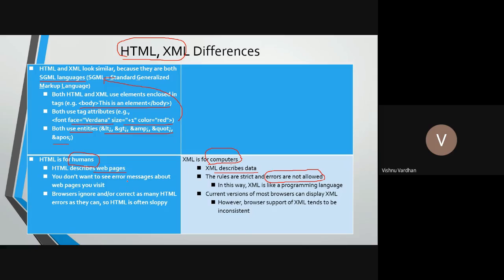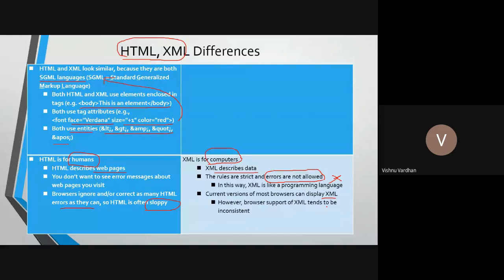जैसे लोगों को easily समझ में आ जाता है कि printing mistake है या something is there, but programmers, programming languages or computer programs do not have any idea. They will simply try to give an error on that basis. Okay, so this is one more stricter way of implementing XML. Browsers ignore and correct as many HTML errors as they can, so HTML is often sloppy. Current versions of most browsers can display XML.